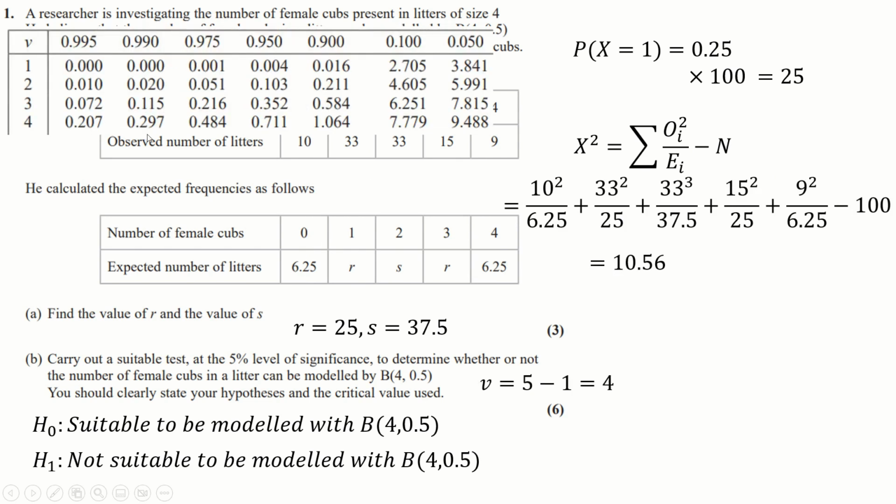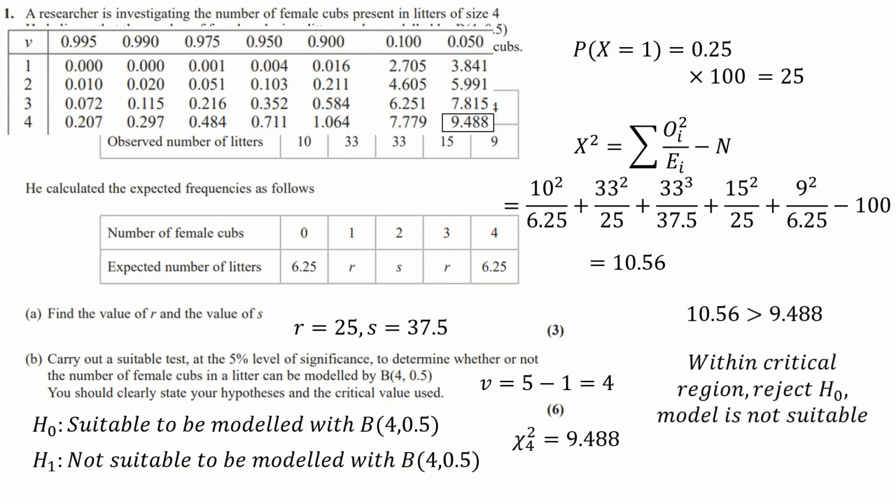And then get out the chi-square table. v is 4. This box here is 0.05, 5%. Find this number. Our test value is bigger than that. And so we're in the critical region, therefore, and we reject H0 and say the model is not suitable.